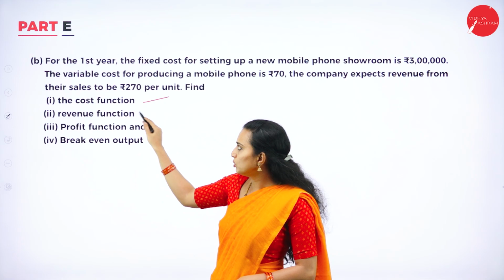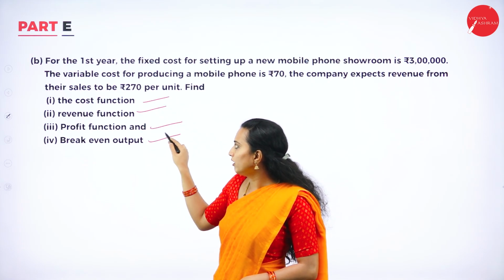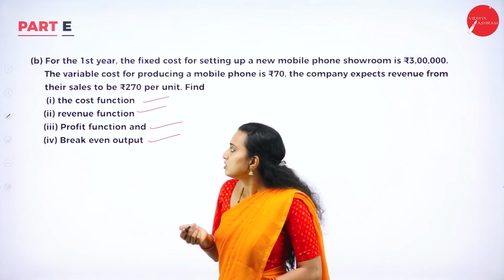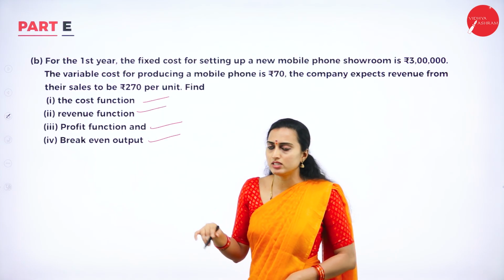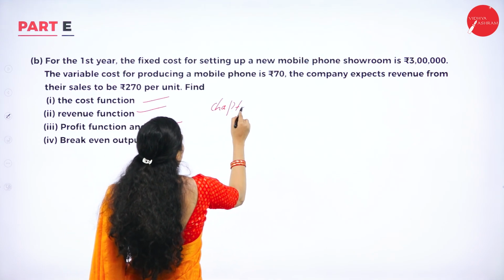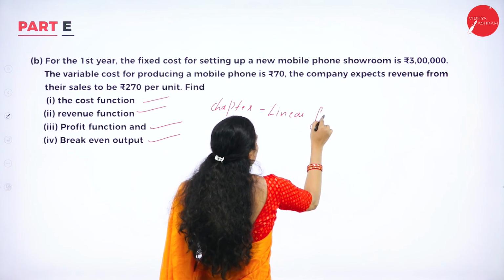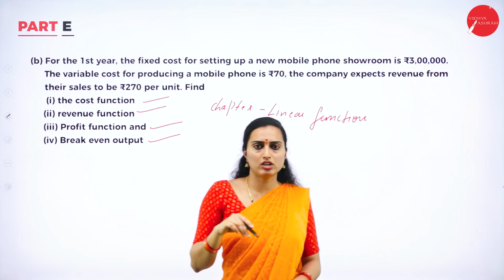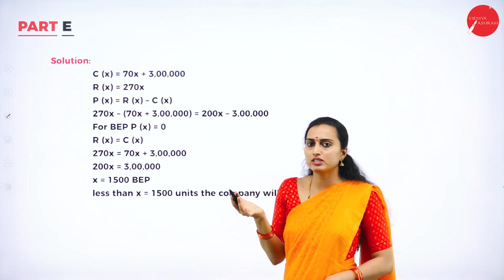Revenue function, 2 marks. Profit function, 3 marks. Break-even point, 4 marks. 1 plus 1 plus 1 plus 1, a 4 marker they are going to ask. So here, this will be the answer. First, let us know from which chapter they have asked. Here they have asked from the chapter linear function. This chapter they are going to ask in the 64th B question.